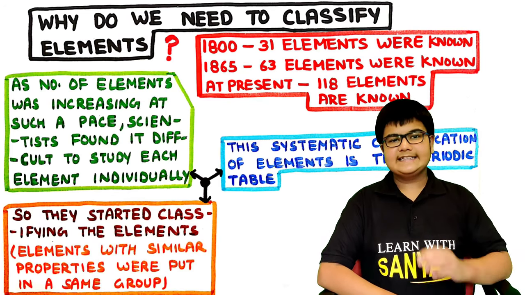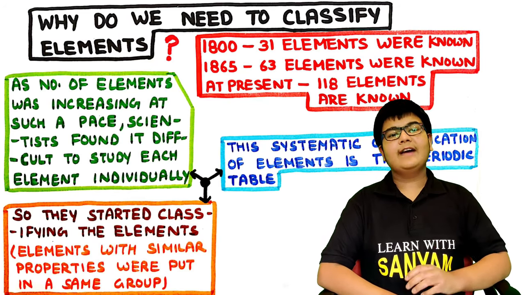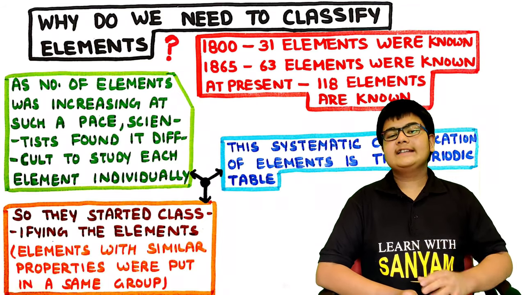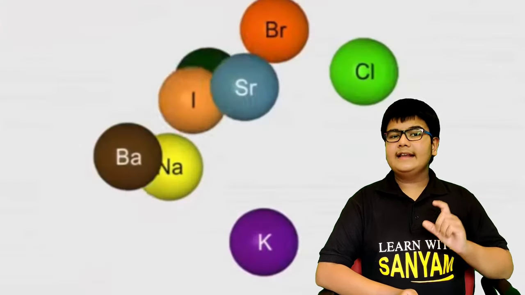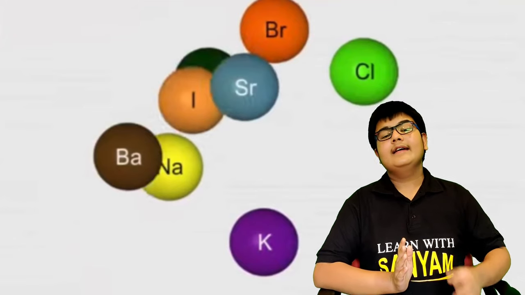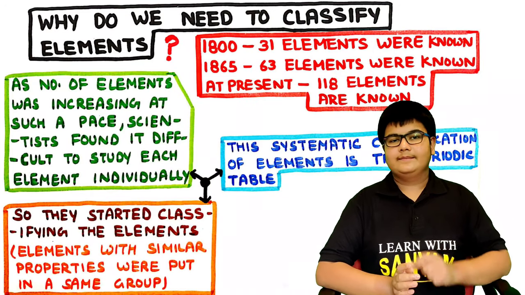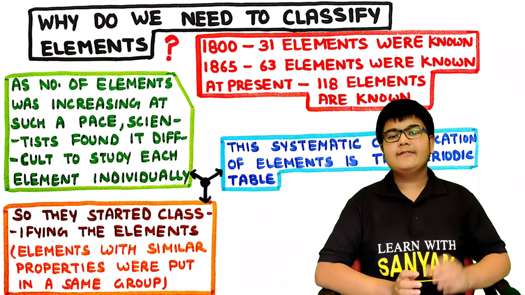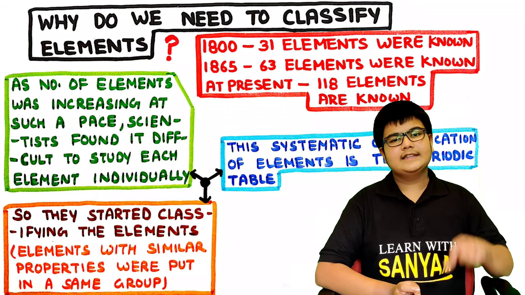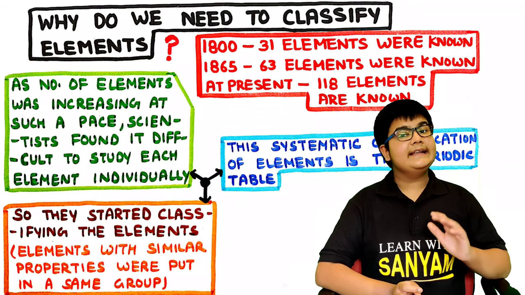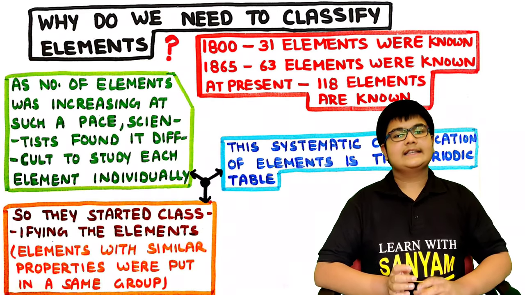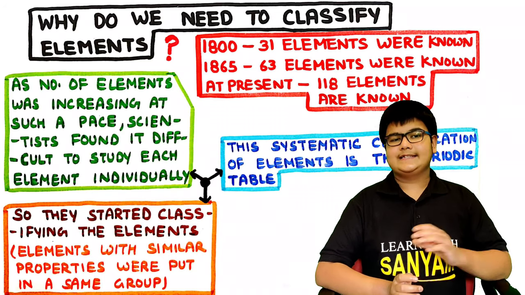First of all, let's see the reason why we need to classify the elements. So, first of all, I would like to give you a few facts and figures. In the year 1800, 31 elements were known to us. But by the year 1865, the number doubled. By the year 1865, we knew 63 elements. And at present, in this current year, we know 118 elements. So here you can see that the number of elements was increasing at a very fast pace.